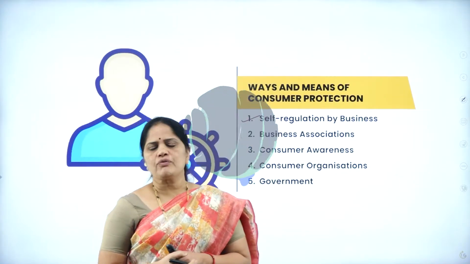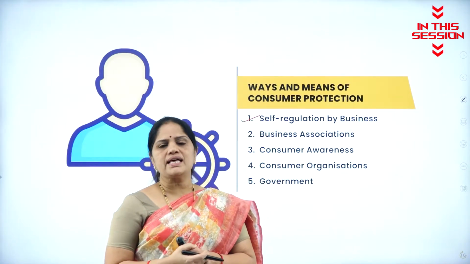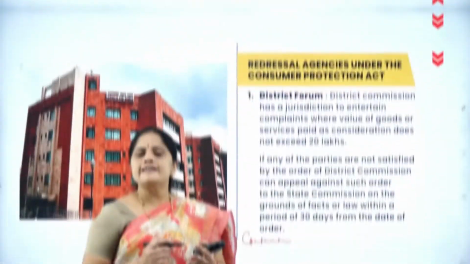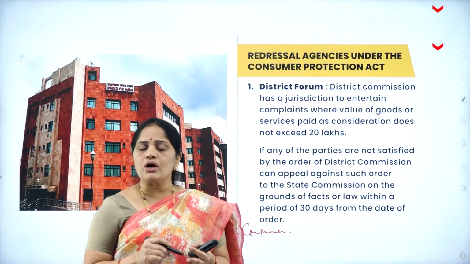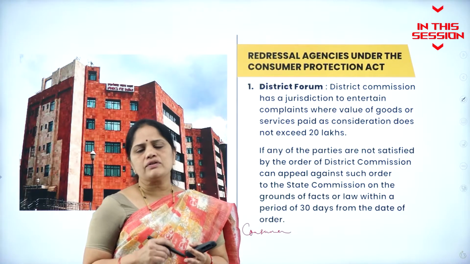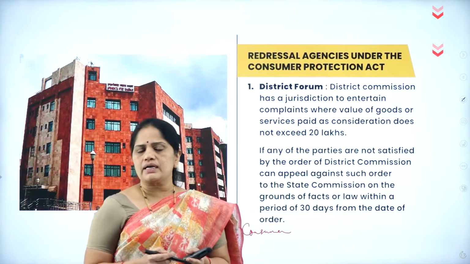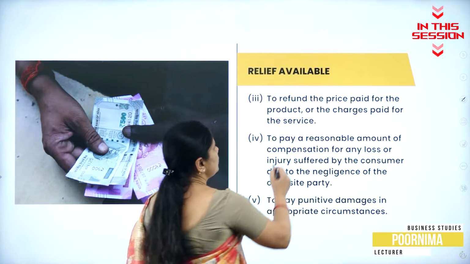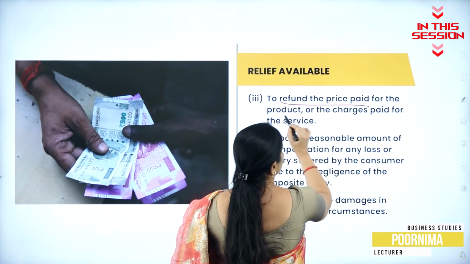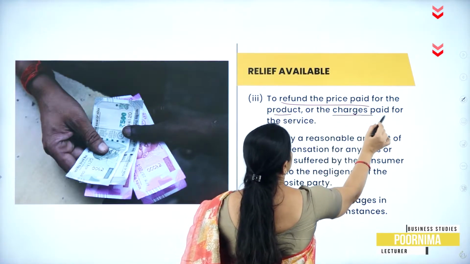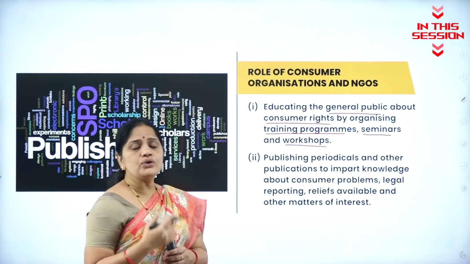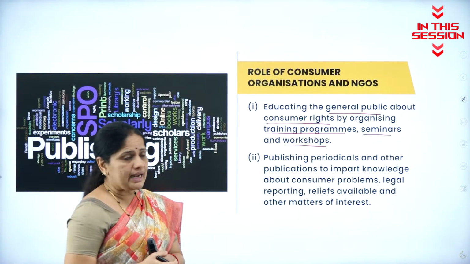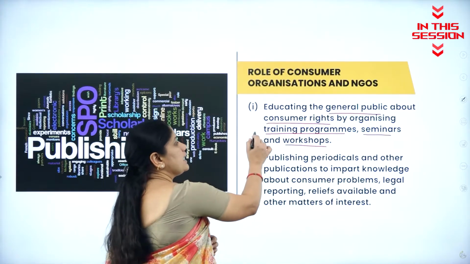The various means of protecting the consumers is through self-regulation by business. Third one is the central government or the state government. They can also file a complaint against the business organization. The third kind of relief given to the consumer is to refund the price paid for the product or the charges paid for the service. How do they make them aware of the consumer rights? By organizing training programs.